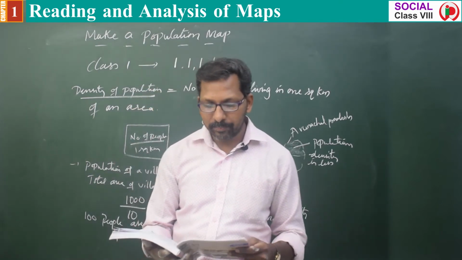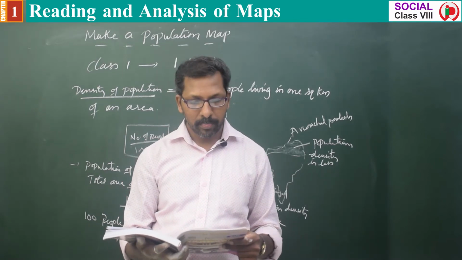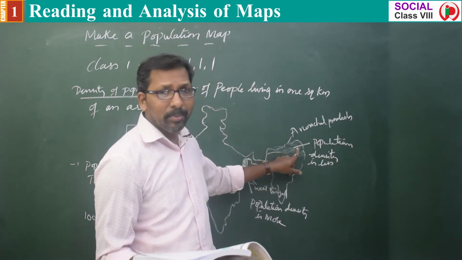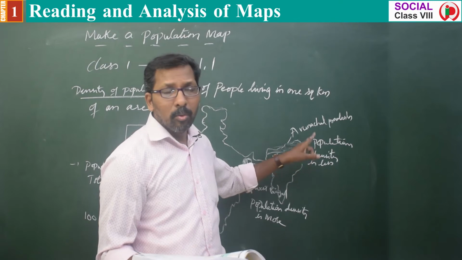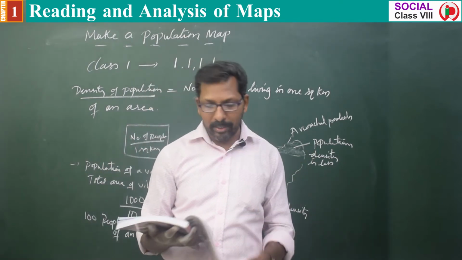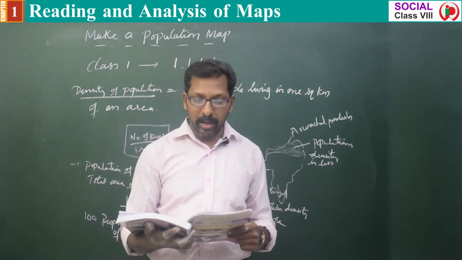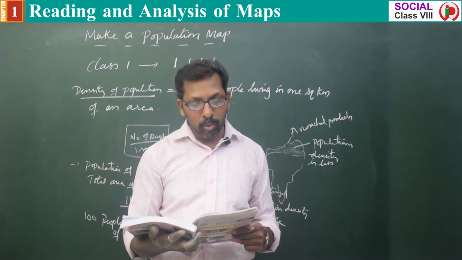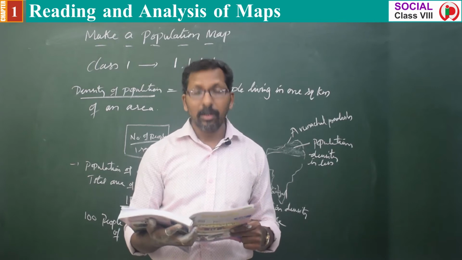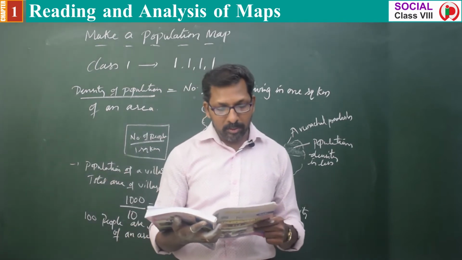State, Andhra Pradesh, how much is the population? 309 per square kilometer. Arunachal Pradesh, 17 per square kilometer. Arunachal Pradesh, how many people are there per 1 square kilometer? Only 17 people are living in 1 square kilometer of an area. Assam, 397. Bihar, 1102 persons per kilometer. Chhattisgarh, 189 per square kilometer. Goa, 394 per square kilometer.